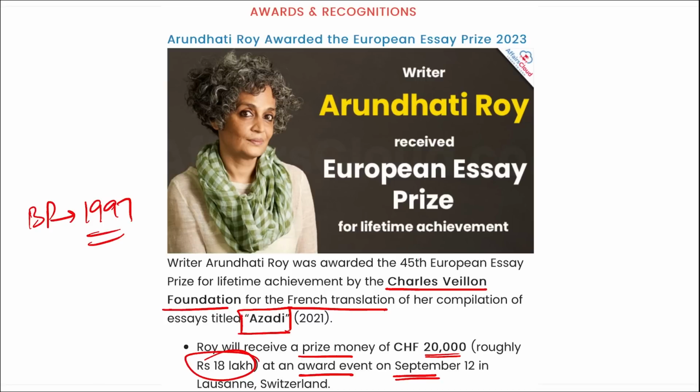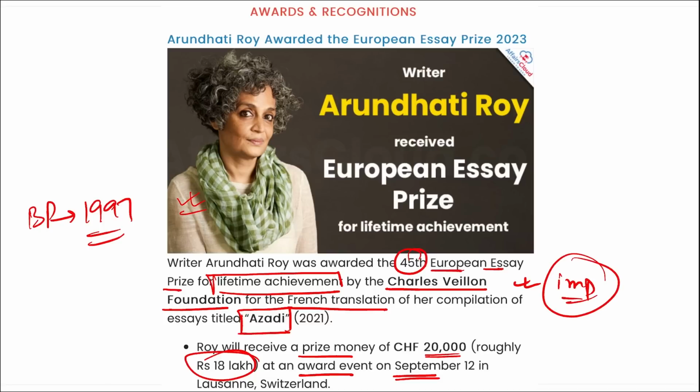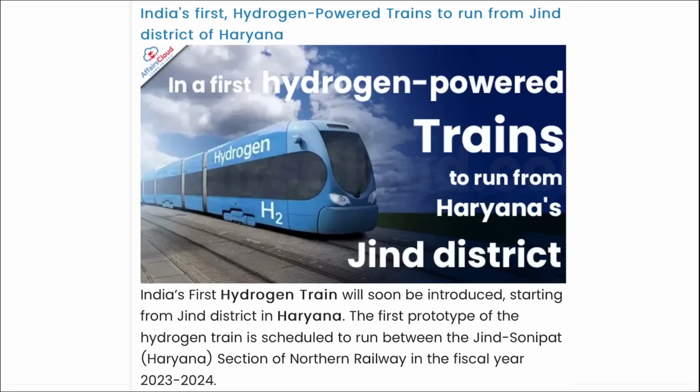Right, if we talk about this European Essay Prize, this was the 45th one. This is a lifetime achievement award that is given by which foundation? It is given by the Charles Veillon Foundation, and this time Arundhati Roy, as you can see her in the picture, has received this award. Right, then India's first hydrogen power train will run from Jind district of Haryana, and the question can be asked in which state the first hydrogen power train will be running? It is Haryana. Correct, and in Haryana only, in Gurugram, there is the headquarters of the International Solar Alliance. So these were your important revision points, friends.